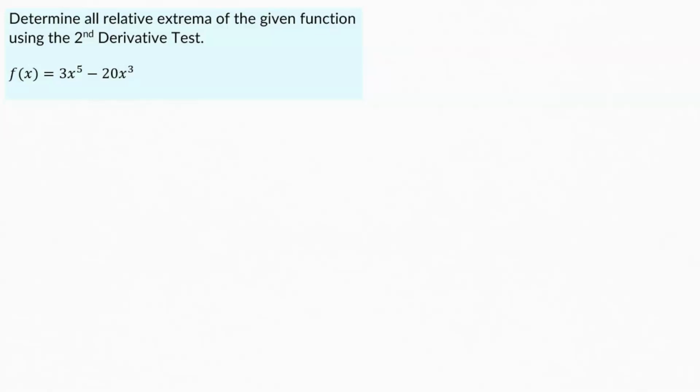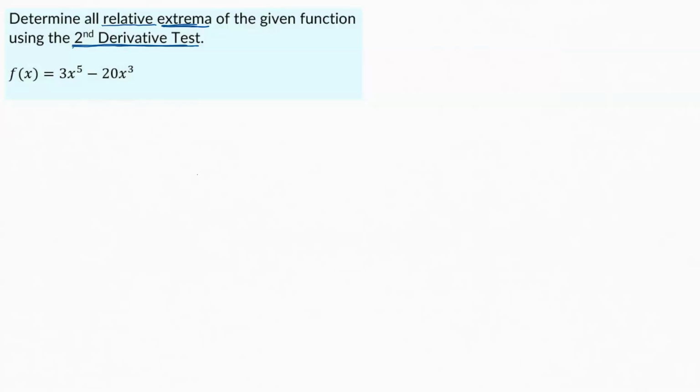This problem asks us to determine all relative extrema, so local maxes and mins, relative maxes and mins, depending upon where you get taught this information. This time, though, rather than leaving it up to us how we want to do that, they tell us, like math teachers tend to do, you have to do it in this very specific way. They want us to find relative extrema using the second derivative test.